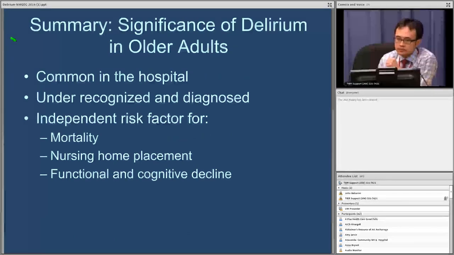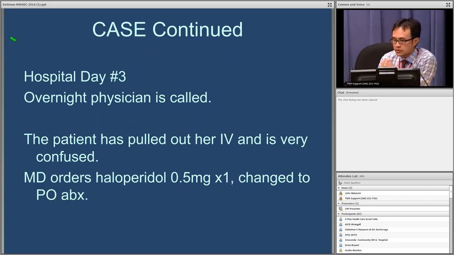Okay? So in summary, the significance of delirium: it's very common, particularly in the hospital setting. And it gets more and more common as a person gets sicker, and particularly in different care environments as well. It's often under-recognized and underdiagnosed by all. And it's an independent risk factor for all those things that we talked about in terms of mortality, nursing home placement, functional decline, and cognitive decline as well.